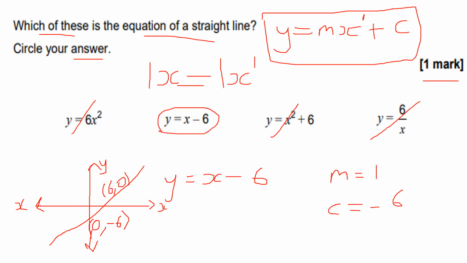And if it's a reciprocal, it will be a number over x, because I can write that as y is equal to 6x to the minus 1. And the minus 1 is what I call the inverse.